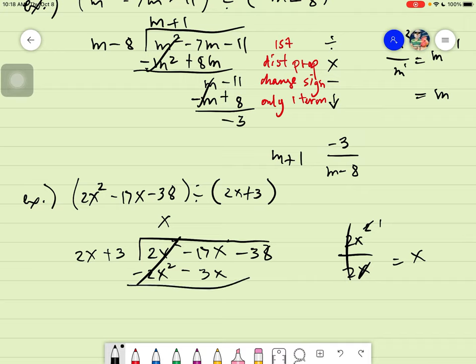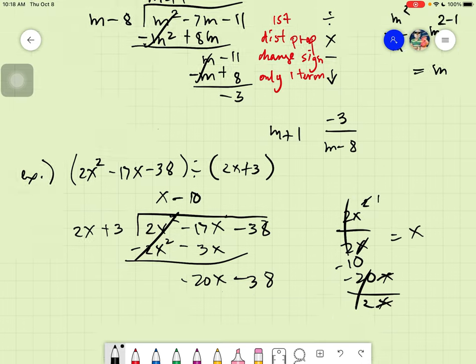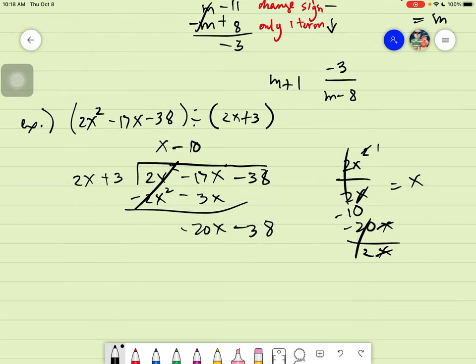Cancel out. But this one would be negative 20x. Kasi parehas negative. And then bring down. Division again. So negative 20x divided by 2x. This one is negative 10. Mawala yan. So it's minus 10. Multiply. It's negative 20x still. You will notice lagi na cancel yung first term. And it's a requirement po.